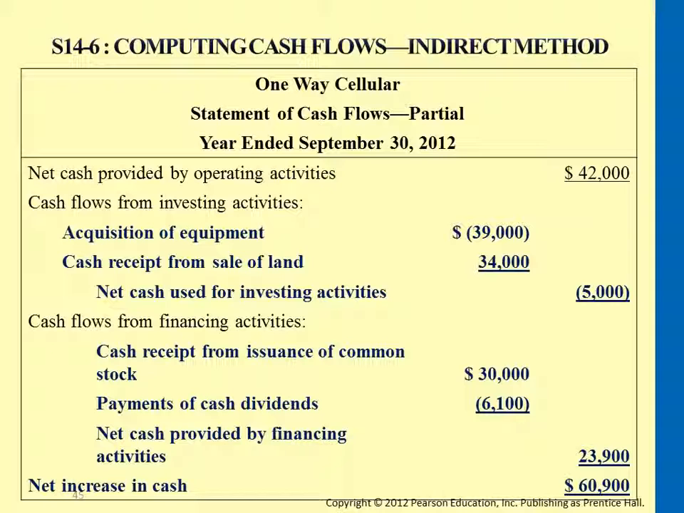The last section, financing activities. If we issue common stock, this definitely, we raise capital from the public. This increases cash balance by $30,000. Any payment of dividends, $6,100. Any payment of dividends always reduces cash.